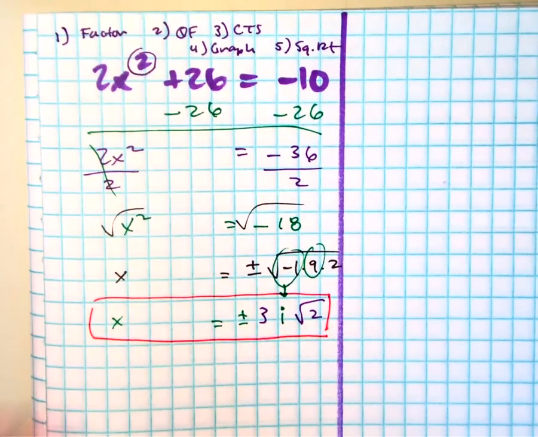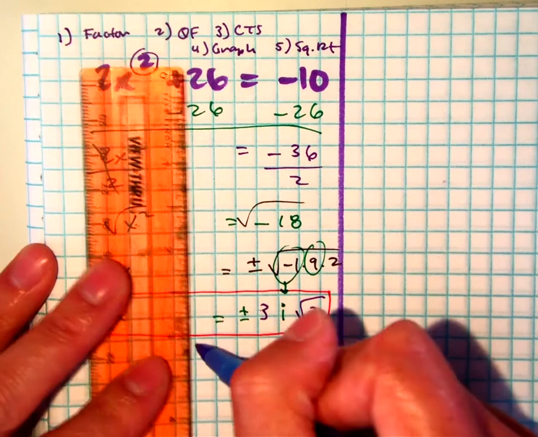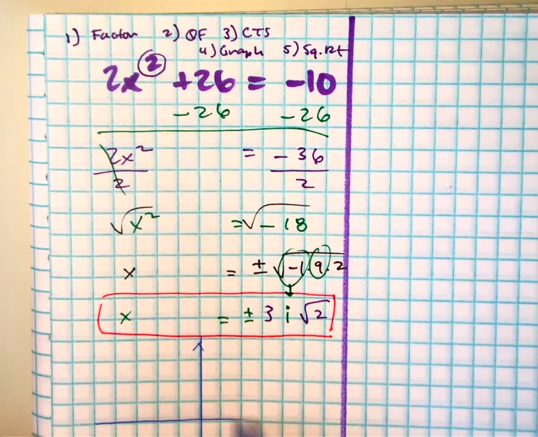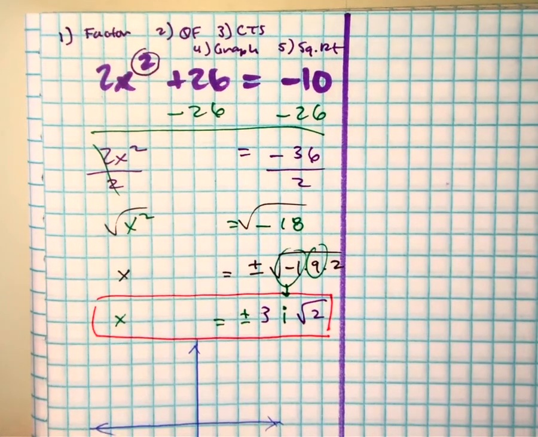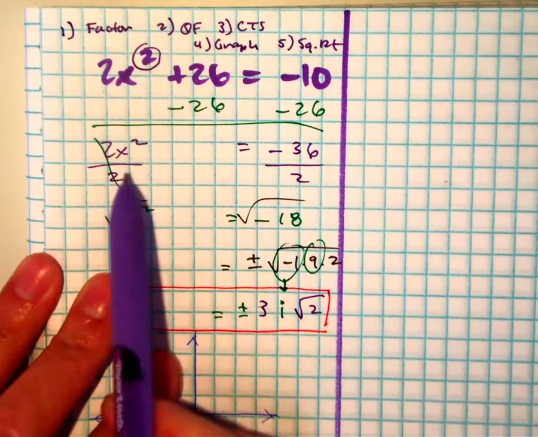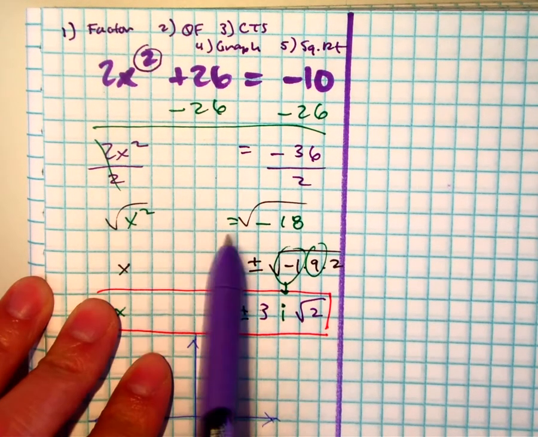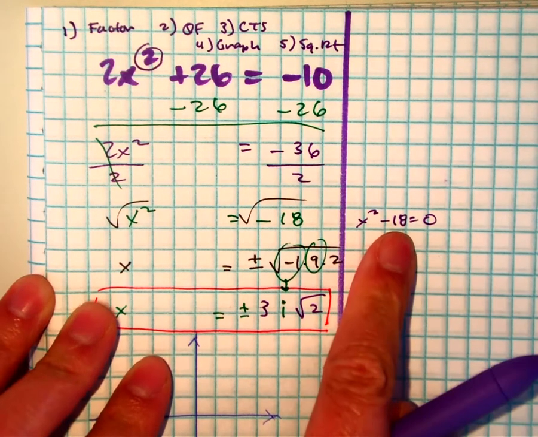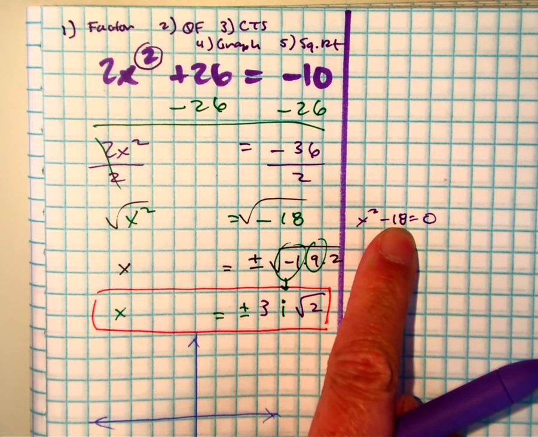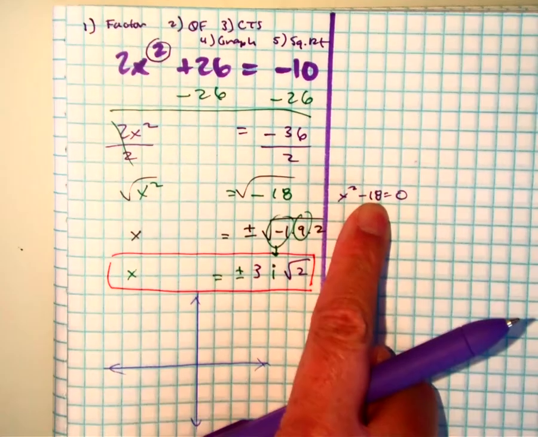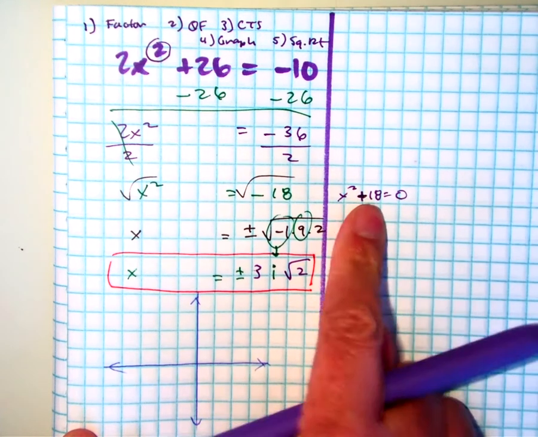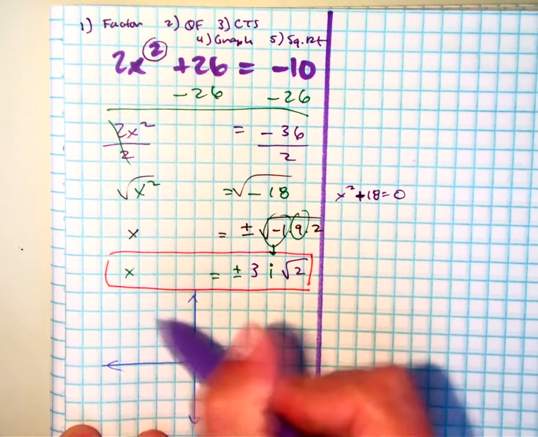Alright, this was an algebraic solution, but let me show you guys a graphical one. If you get to this point right here, x squared equals negative 18, that's essentially x squared plus 18 equals 0. We just learned about transformations. This is shifted where? Oh, that's not right. Plus 18. That would be shifted up 18 units. So your graph's going to look something like this.